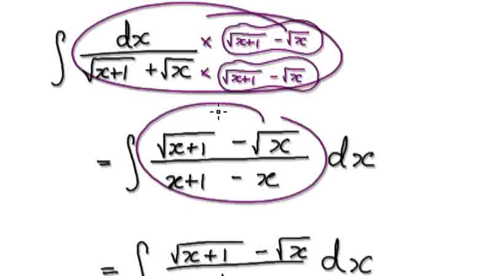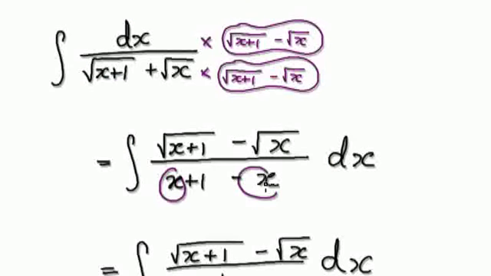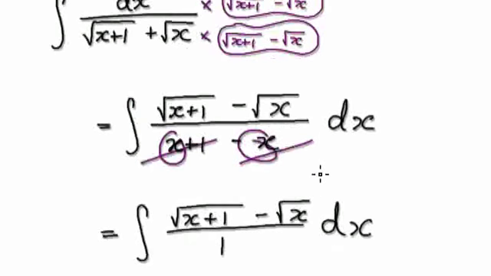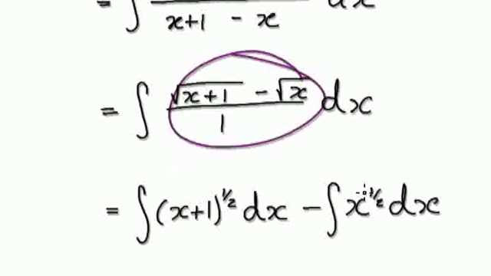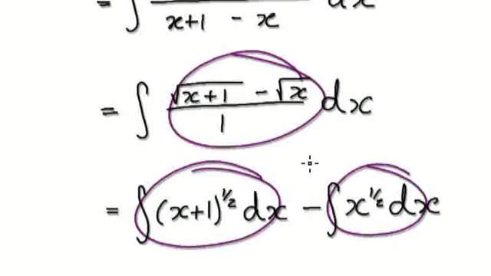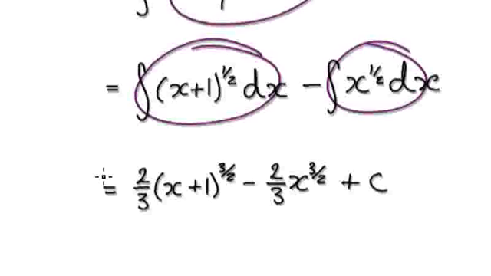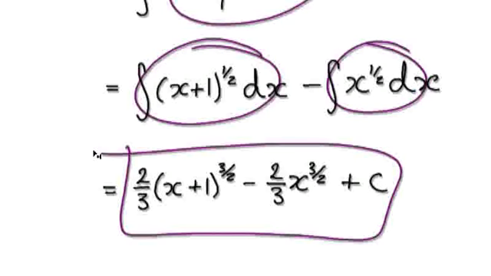This whole thing here will then become this. These two will cancel out, giving you this. And then now it's just a matter of integrating this and this. So integrate it. It will then give you this. This is your final answer.